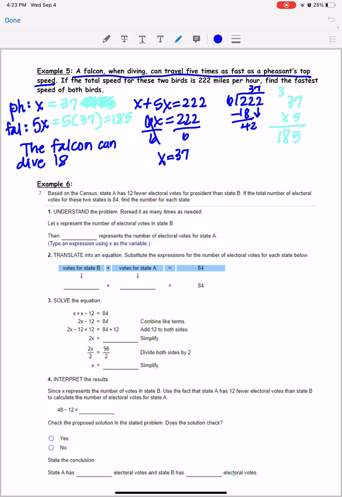So the falcon can dive 185. What unit are we in? It says miles per hour. So 185 miles per hour. And the pheasant can dive 37 miles per hour.